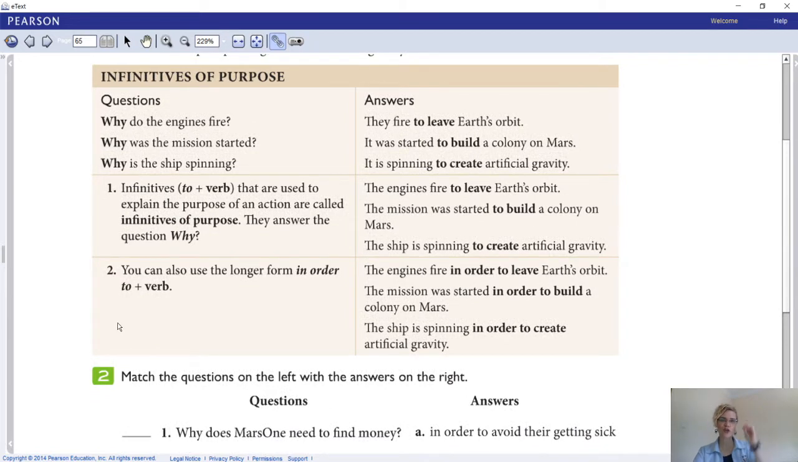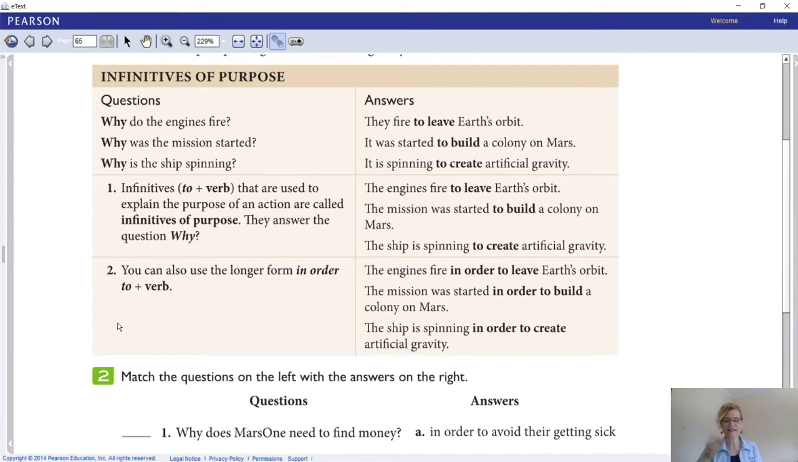Infinitive is to plus the base form of a verb. You can never use ing or ed. Okay? The question for the infinitives is why? Here we have the answers. Why do engines fire? They fire to leave Earth's orbit. Why was the mission started? It was started to build a colony on Mars. Why is the ship spinning? It is spinning to create artificial gravity.